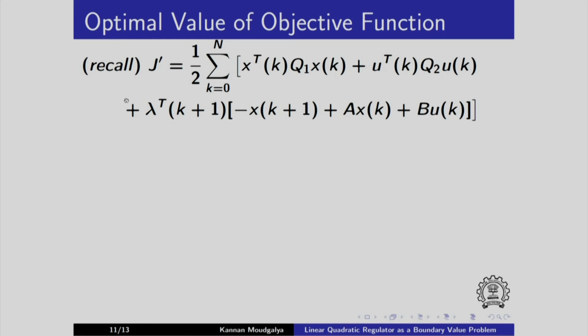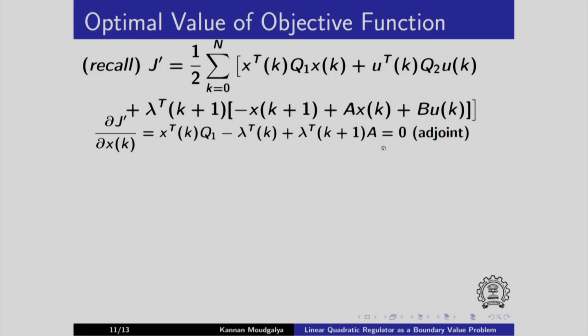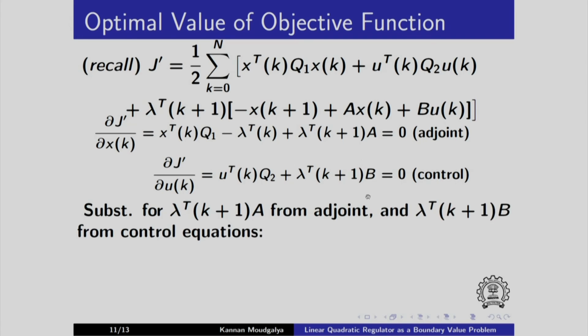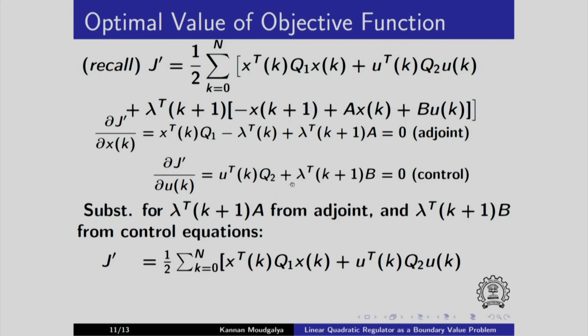This is our objective function J prime. We have this adjoint equation, we have the control equation. Using this, we will simplify this expression. We will substitute for lambda transpose k plus 1 into A from here. We will substitute this over here when we multiply by A. Similarly, lambda transpose k plus 1 into B from here. So let us do that.